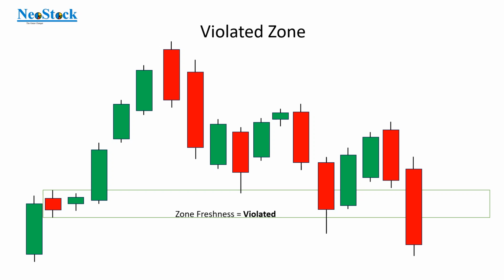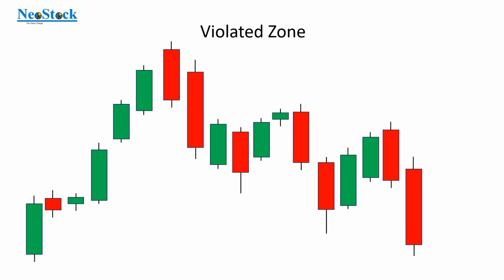Violated means the zone is completely consumed, all the pending orders are no more available in that zone, and also price closed below this zone. This zone is an invalid zone, and this zone cannot be used for trading. And first of all, this zone cannot be represented on the charts. That is the reason why once the price has completely violated the zone, we can remove this zone from the charts.